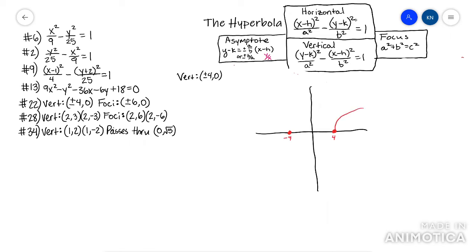It's the vertices. So that means it's going to open from those spots, which means the center's at 0, 0. Split the middle, right? Okay, and then they tell me the foci are at plus minus 6, 0. So here and here. Now, that's all the information they give you.